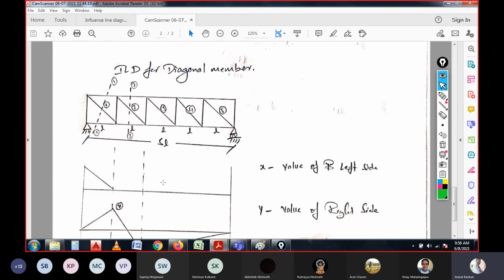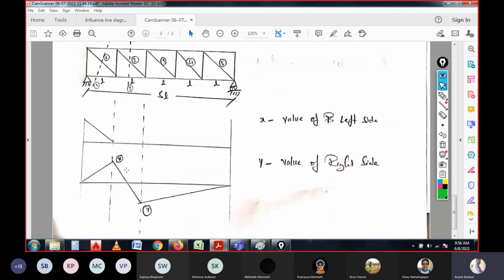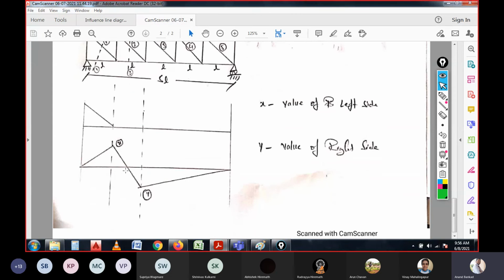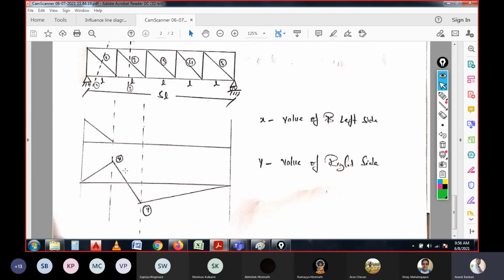And at the same time, if you consider diagonal members, they will lie in this manner. I just wanted to show you how exactly the influence line diagrams are drawn for the truss members. Once the problems start, we will be able to understand clearly. In the coming class, I will continue with the problems on truss members, and those are very simple compared to beams. So with this note, we will conclude this class.